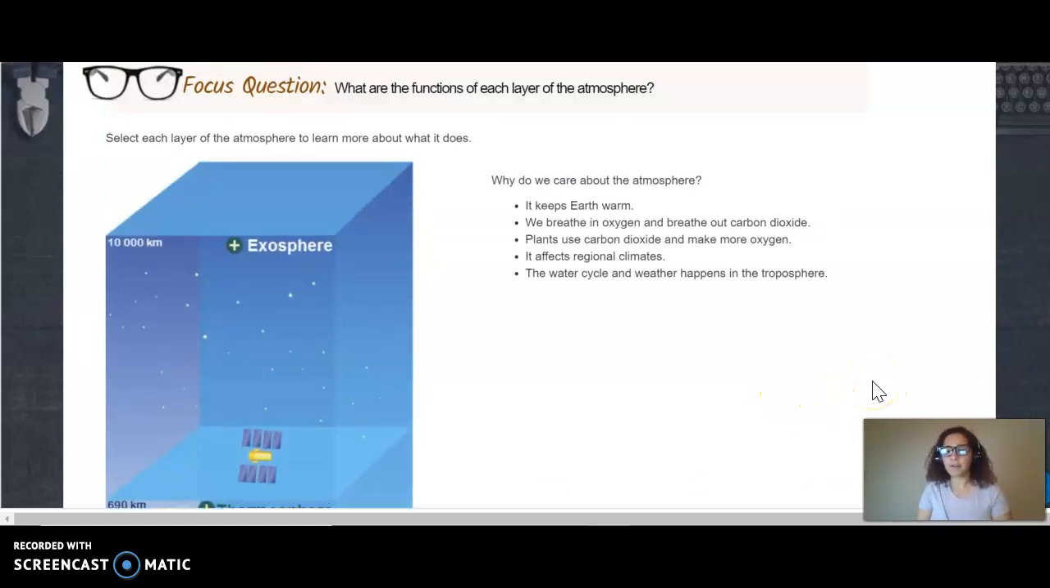It's going to be important that when you guys are taking your notes that you write down some of these differentiating factors because you're going to be asked about them on the module exams. They may give you a characteristic like where is the ozone layer located, and you're going to have to be able to know that it's in the stratosphere.